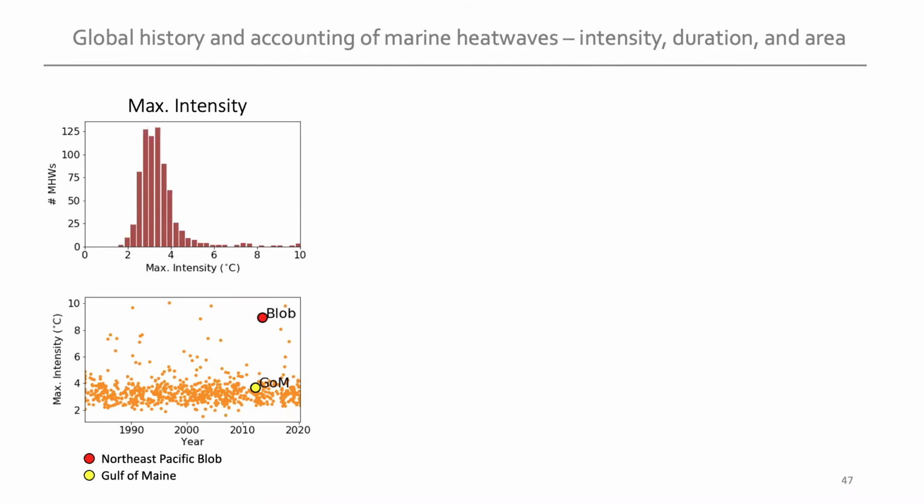And the blob, what we're calling the blob, and the Gulf of Maine marine heat waves that I just showed are also plotted on here to compare how unusual they were. You can see the blob was way out there in the tail. It was a very intense marine heat wave, where the Gulf of Maine was closer to average for this. So a lot of the marine heat waves congregate into that 3 degrees C.